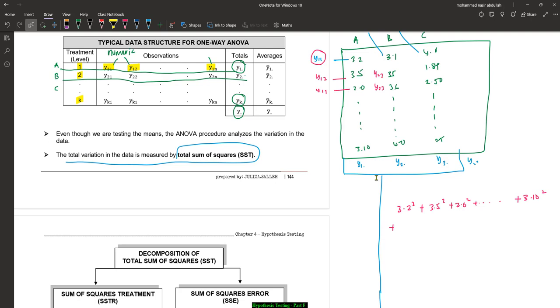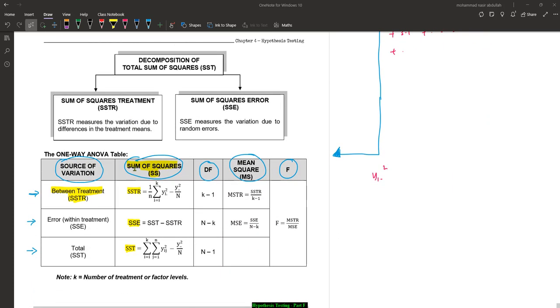And then we need to plus for everything. 3.1 square plus until 4.0 square until the end here. And then plus more, from here to here. Right? So later we will look at an example. Just want to understand the formula and the basic structure.